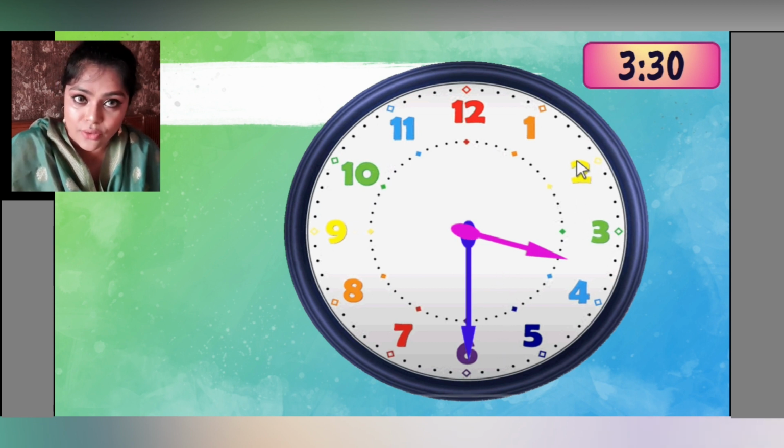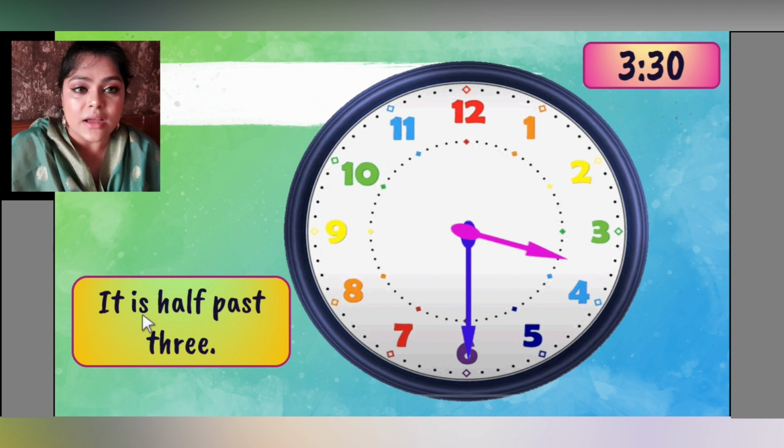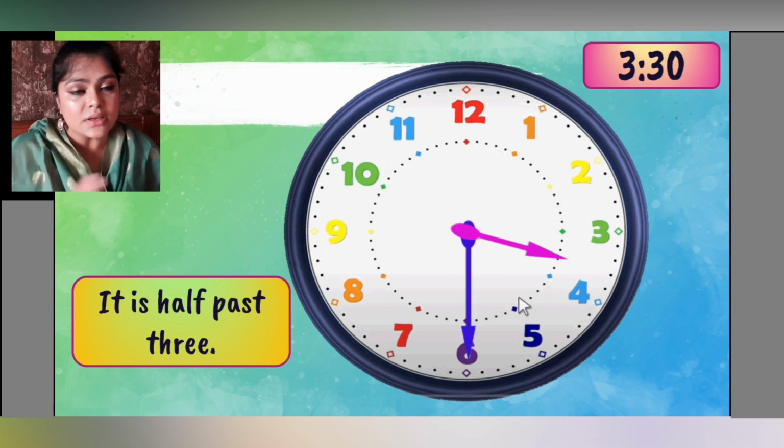It is also called 3:30. It is 3:30 means half, we have 60 minutes in 1 hour. 30 minutes is past for 3 o'clock. Let's see the next one.